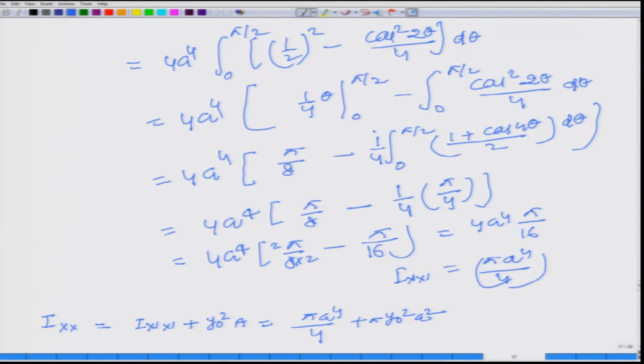Okay. So, we have done the 3 problems from the chapter properties of plane surfaces.